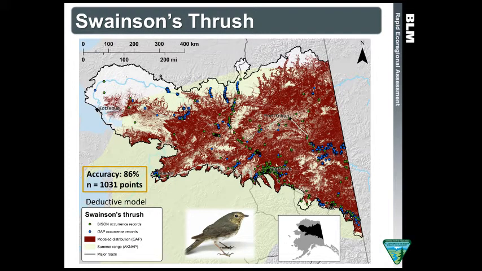And so again, I grabbed occurrence records, and you can see that we got occurrence records that are coming out over in this area beyond what the general range maps are showing. And most of them are falling within the gap distribution model. So the accuracy assessment on this one was 86%, and that's looking at over 1,000 points. So it seems like the gap model is going to be a good one for the Swainson's thrush.